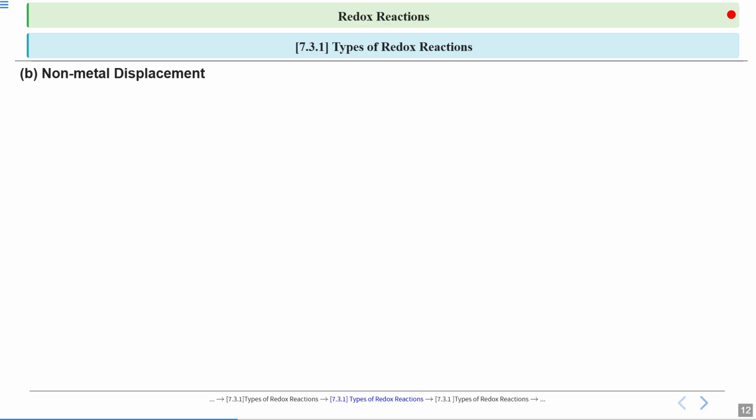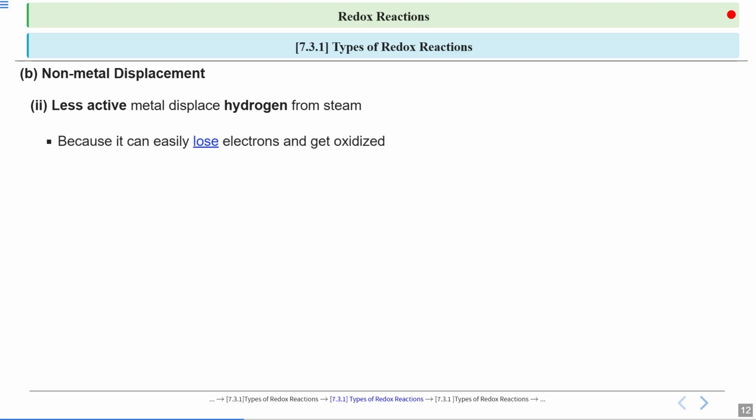Non-metal displacement reaction: the less reactive metal displaces hydrogen from steam. That means if we consider the less active metals such as magnesium and iron reacting with steam, what would they do? Hydrogen gas will get produced in this reaction. Now, why has the less active metal displaced hydrogen? This is because the less active metals can easily lose the electrons and then get oxidized.